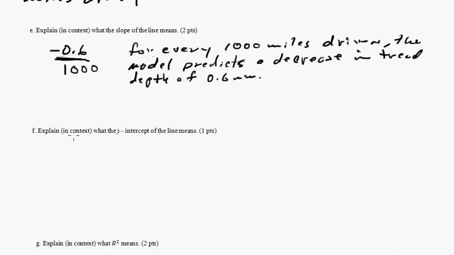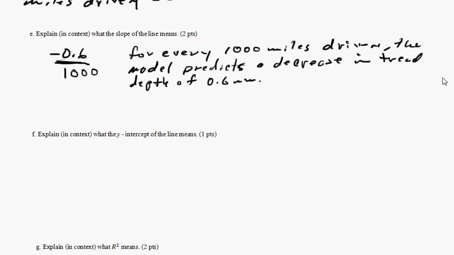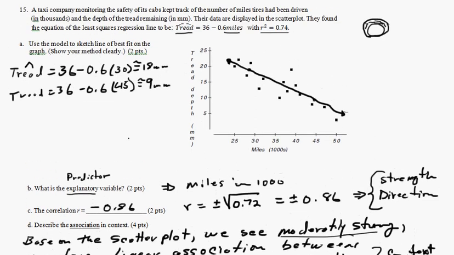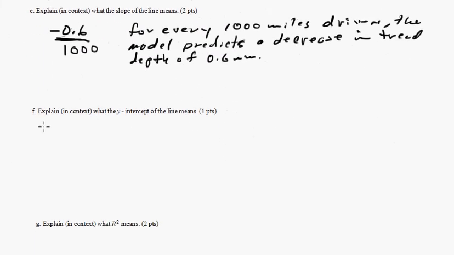Okay, explain in context what the y-intercept means. So some people did point out that we don't have points close to 0. If 0 is, I don't know, way out here somewhere, we don't have points way out here. That's true, but you could still say what the y-intercept means. What it means is, see, where's our model? When the miles driven are 0, we would expect the tires to have a tread depth of 36 millimeters.